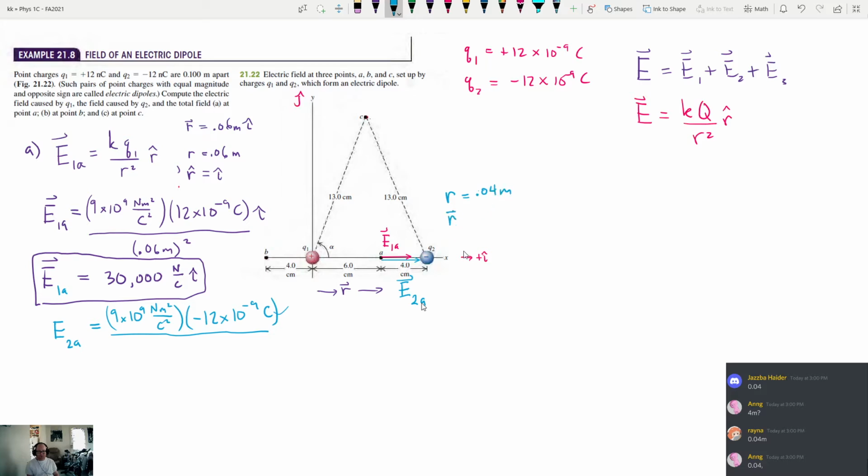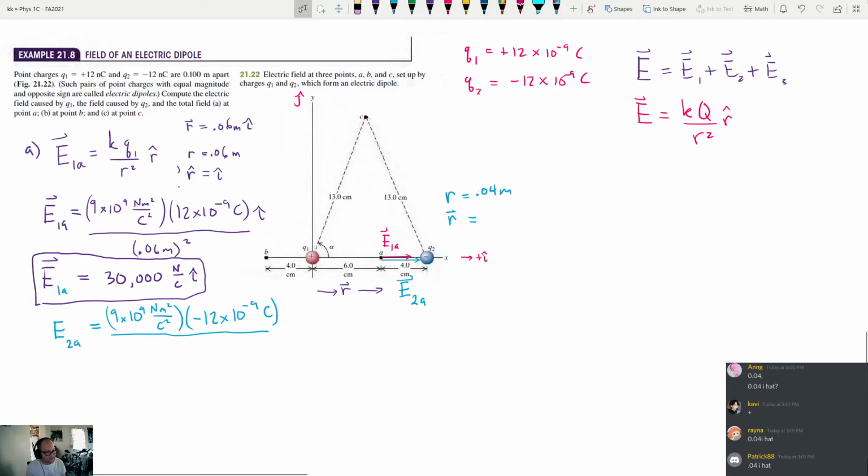How would I write R then? Is it going to be 0.04 I hat? Should it be negative 0.04 I hat? What should it be? Positive?